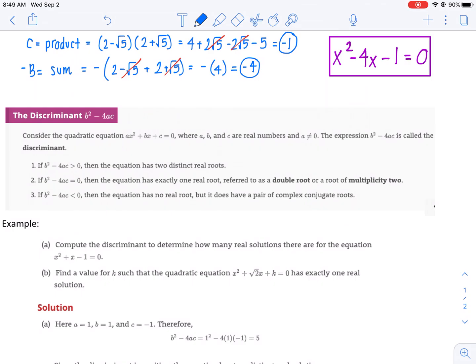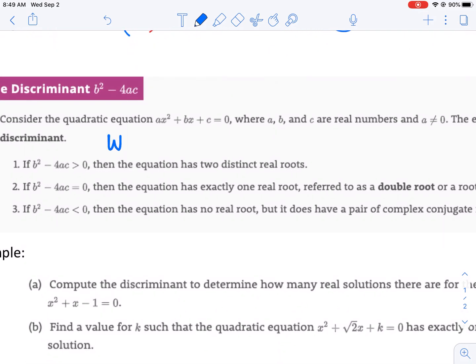So the discriminant is, consider the quadratic equation given where a, b, and c are real numbers and a is not 0. The expression b squared minus 4ac is called the discriminant. In other words, the discriminant is what is under the square root. Okay, that b squared minus 4ac is the portion under the square root in the quadratic formula. So there's 3 cases we can look at.